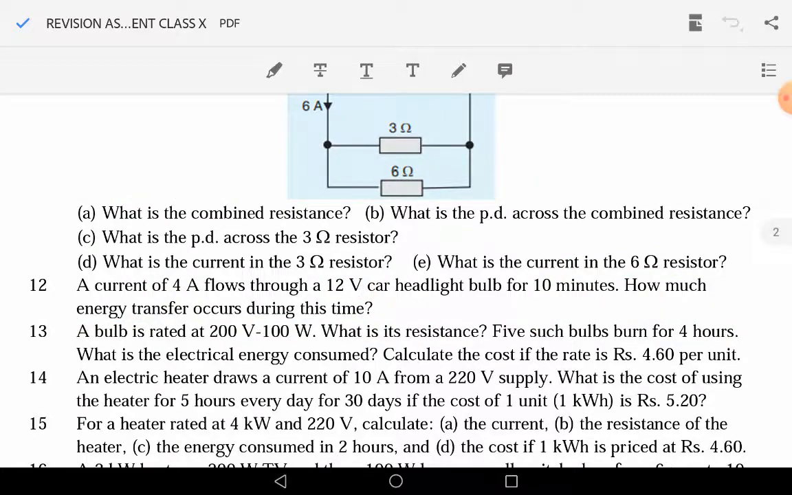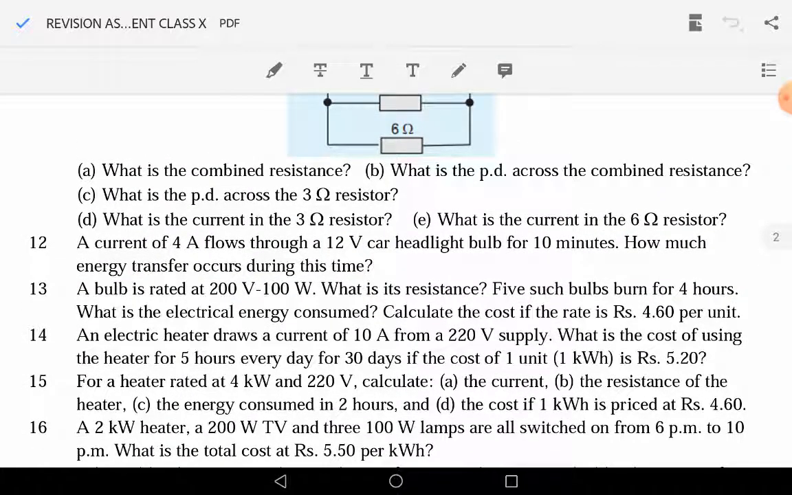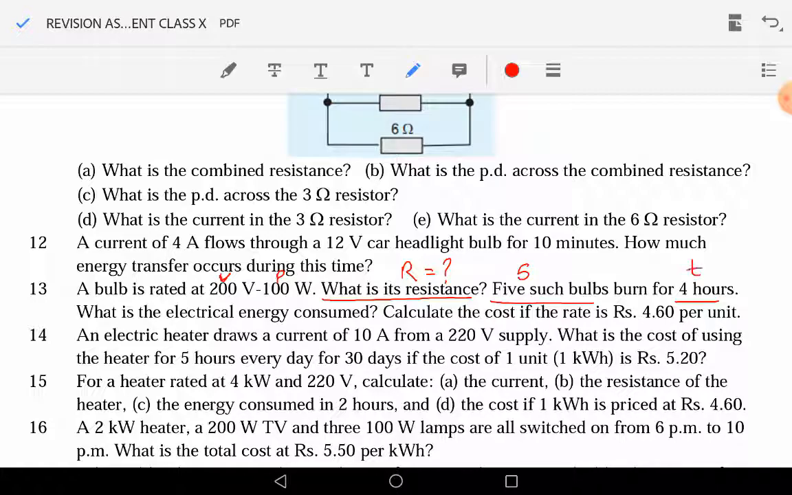Now moving to question number 13, that is a bulb rated 200 volt and 100 watt. What is its resistance? So this is the potential, this is the power, and resistance they are asking us. 5 such bulbs, so there are 5 bulbs, they burn for 4 hours. What is the electrical energy consumed E? Calculate the cost if the rate is 4.60 rupees per unit. So it is also very easy.